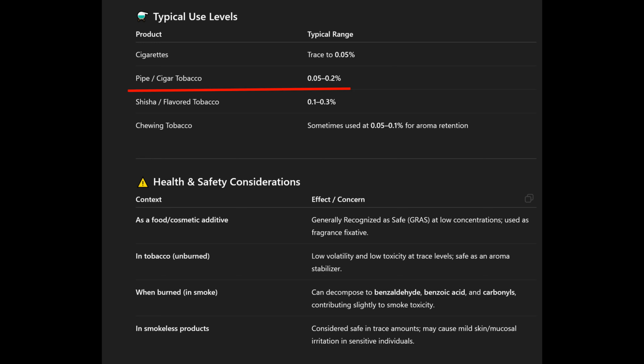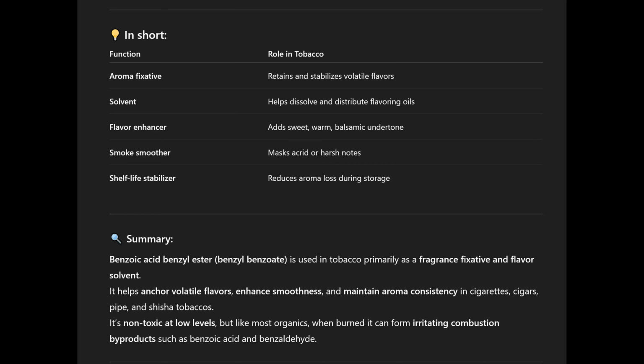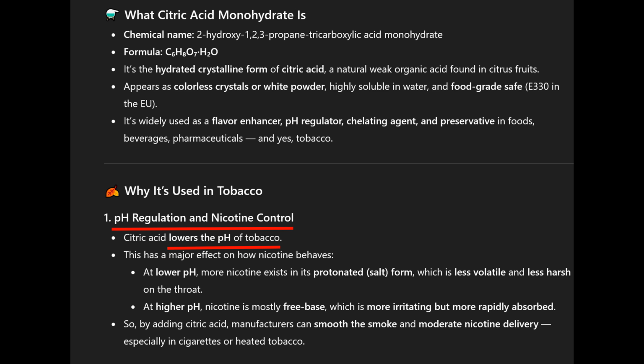Now further, in short, it tells us its role in tobacco, its function. Okay, again, pause the video. I'm not going to read everything, so pause this video, read it, and let's get further. Okay, now what is citric acid monohydrate?